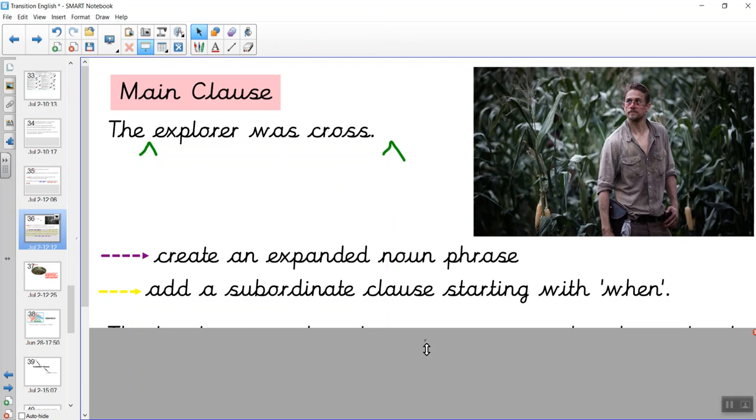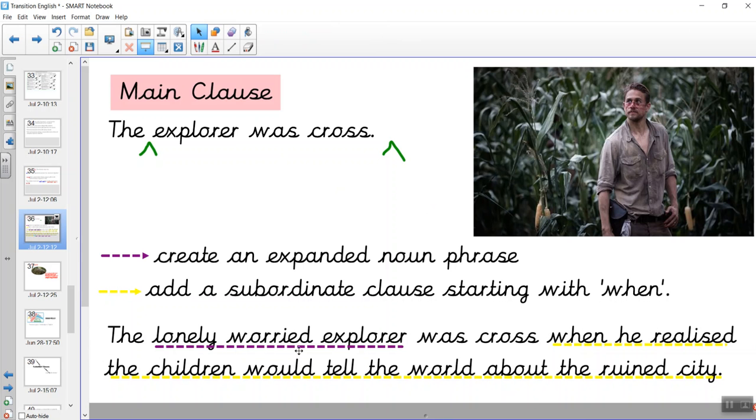Okay, so here's the one I did. The lonely, worried explorer was cross when he realised the children would tell the world about the ruined city. Now, if you look, my subordinate clause is actually much longer than my main clause, and that doesn't matter. How did you get on with yours?